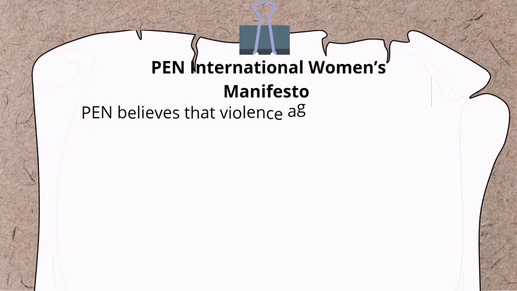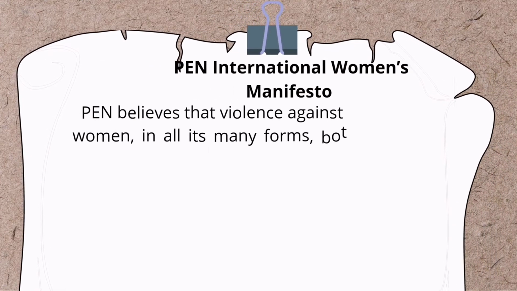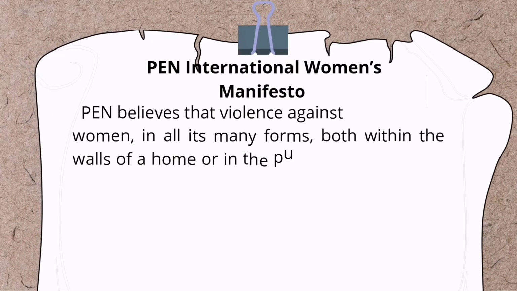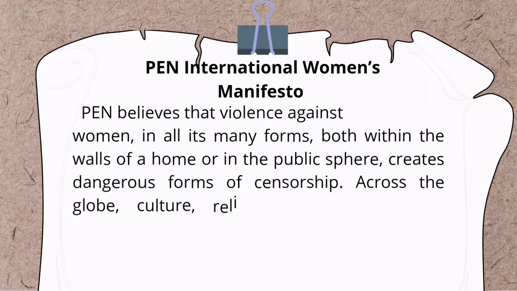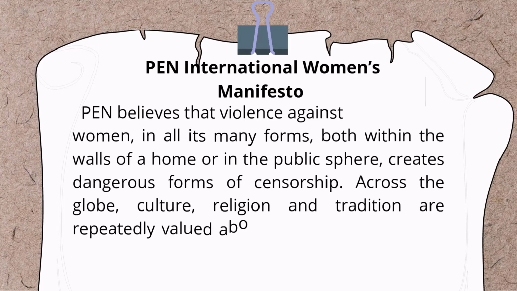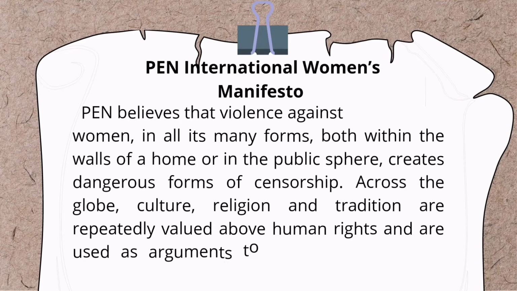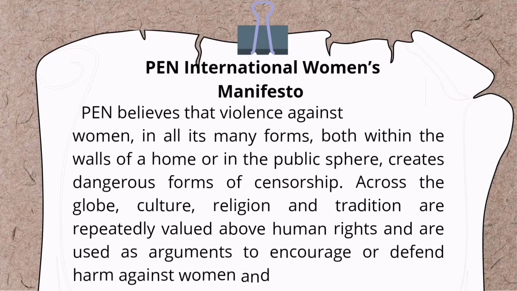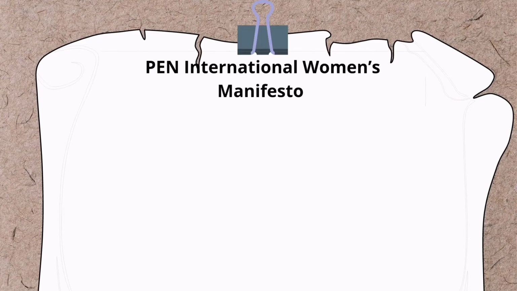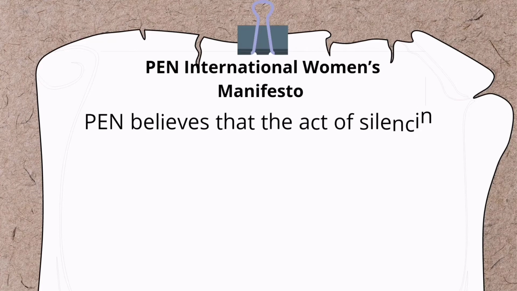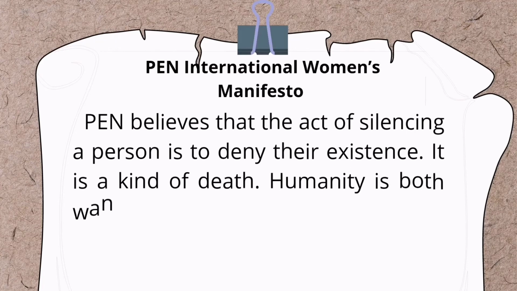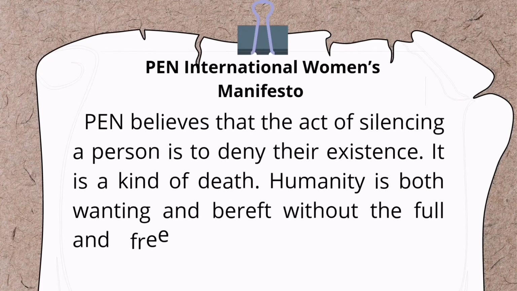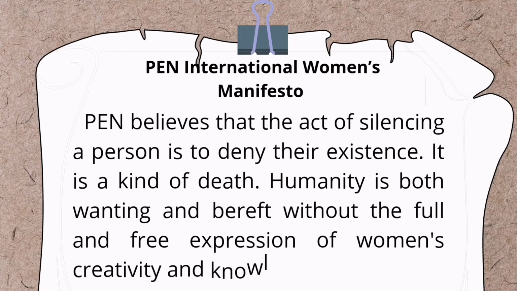walks by herself. PEN believes that violence against women in all its many forms, both within the walls of a home or in the public sphere, creates dangerous forms of censorship. Across the globe, culture, religion, and tradition are repeatedly valued above human rights and are used as arguments to encourage or defend harm against women and girls. PEN believes that the act of silencing a person is to deny their existence. It is a kind of death. Humanity is both wanting and bereft without the full and free expression of women's creativity and knowledge.